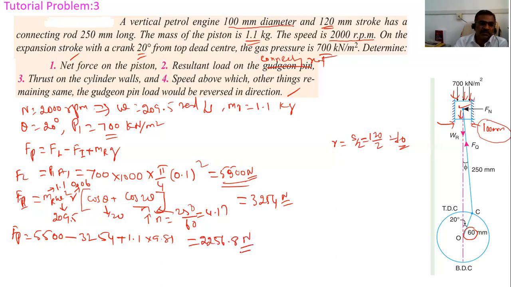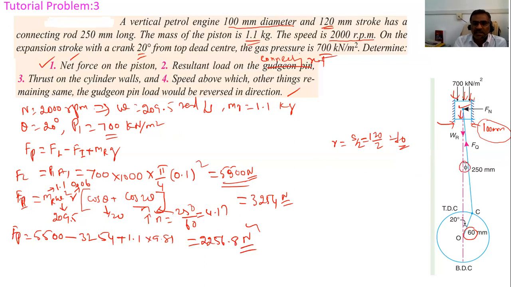2256.8 Newton. Now we calculated the value of FB. After that, the first step, the net force on the piston or gudgeon pin force. Next, the force on the connecting rod you have to calculate. For that we have an equation. So before that, we have to find the value of phi.